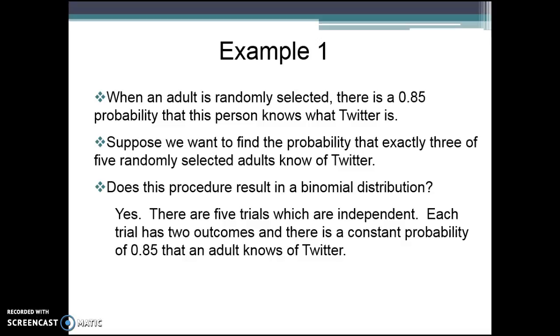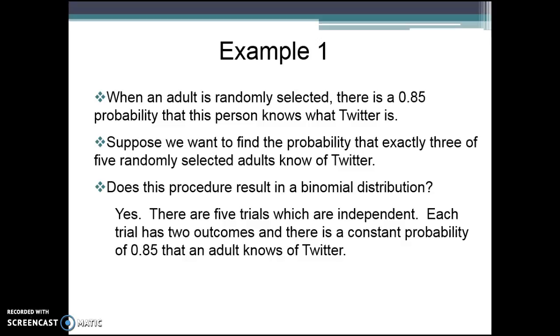So to start with an example, let's see if this is binomial or not. If we select a random adult, suppose we know there's an 85% chance that this person has heard of Twitter. And then we want to find the probability that if we select 5 people, exactly 3 of those adults have heard of Twitter. So the question is, is this binomial?